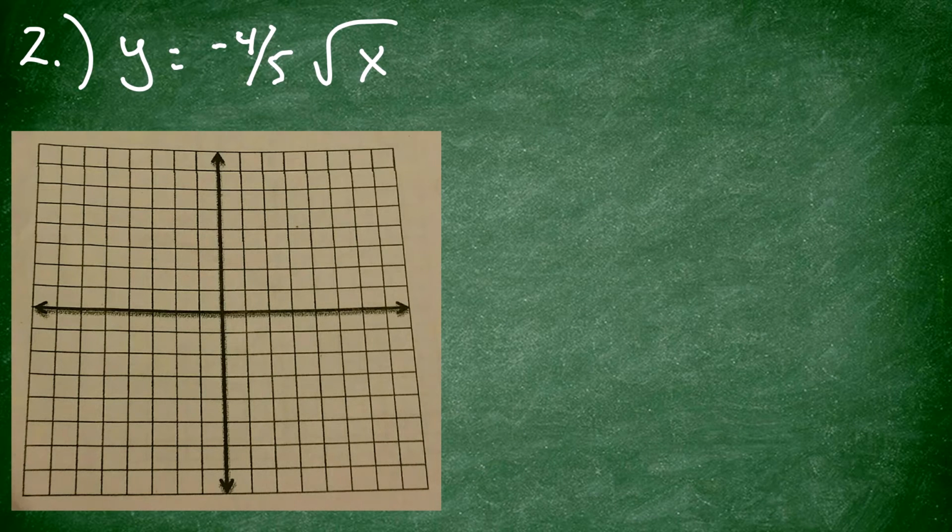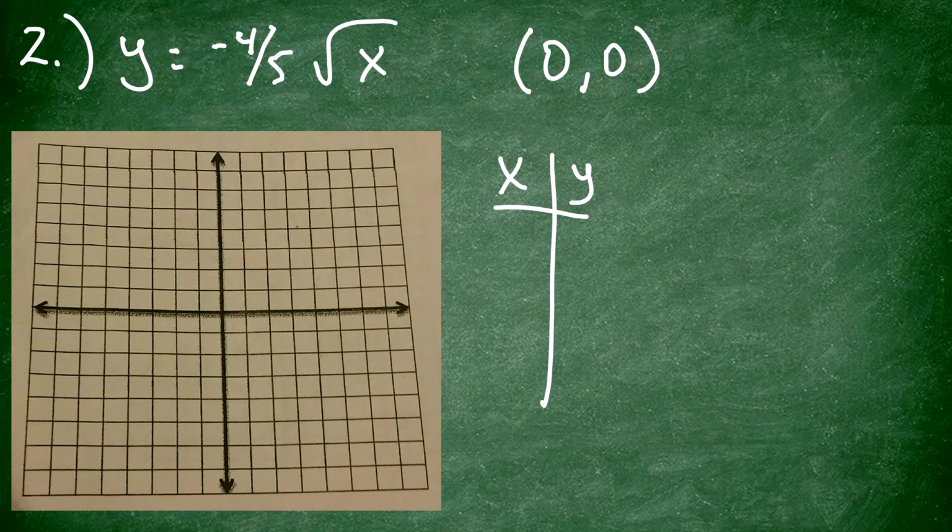Alright, number 2, same exact concept. First thing I'm going to do is find h and k. It's 0, 0. I make my xy chart. Once again, it's a starting point because it's negative 4/5 times the square root of 0. Like I said, it might be helpful to tell you right away negative 4/5 is a, so that you don't get confused and think negative 4/5 is h or k. So, 0, 0 is my starting point.